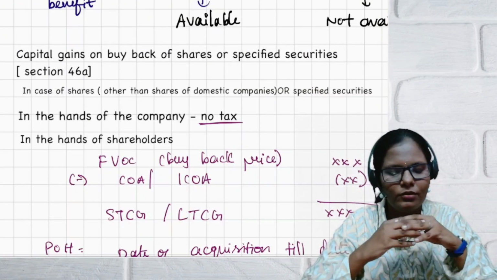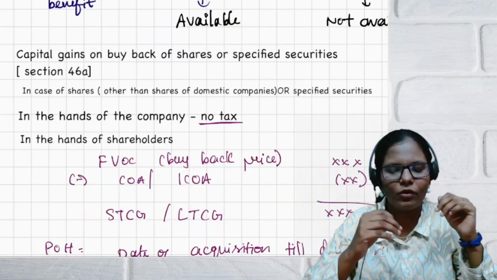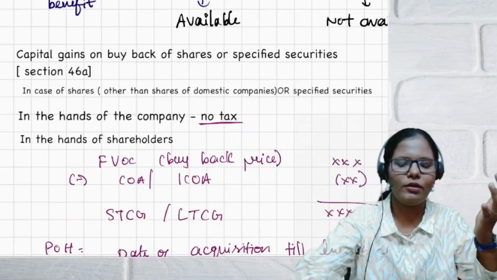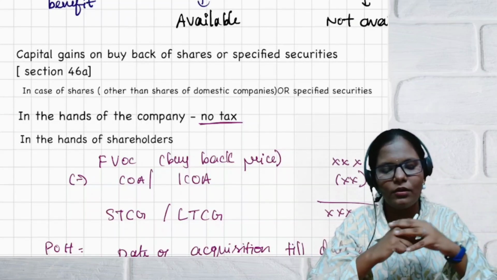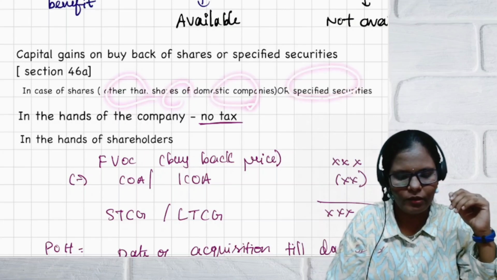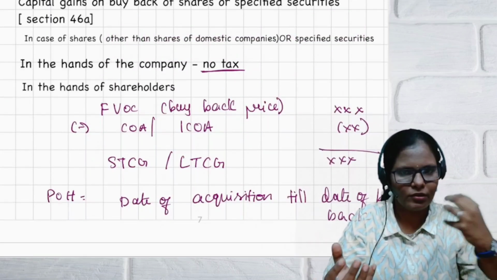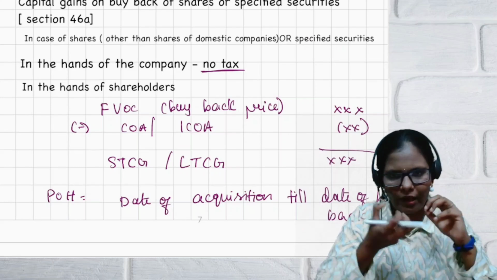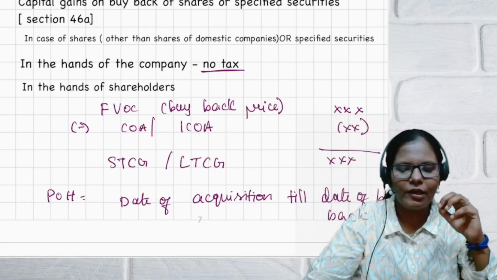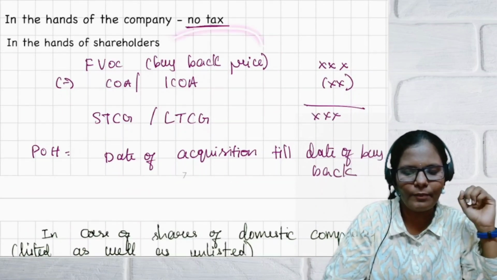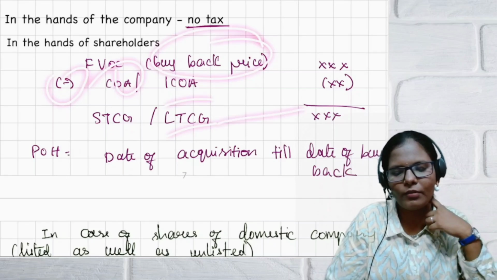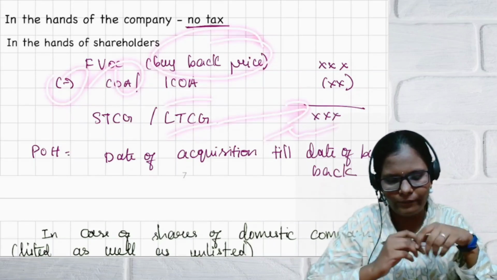So next amendment is section 46A, capital gains on buyback of shares or specified securities. Specified securities means ESOP, like employee stock options shares. In case of shares other than shares of domestic companies or specified companies, if a company has bought back the shares from shareholders, in the hands of the company there will be no tax, but in the hands of the shareholders we need to calculate tax like buyback price minus cost of acquisition, long term capital gain. In this long term capital gain we will be calculating our tax.